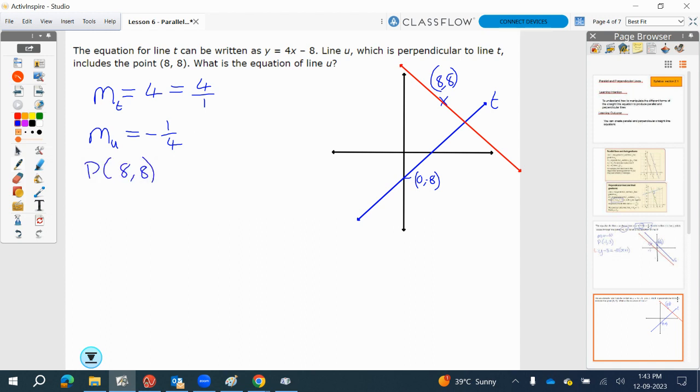What's the best form of the straight line to put this information into? Should we put it into point slope form, slope intercept, or general? Why will we use point slope? Because we have a point and a slope.